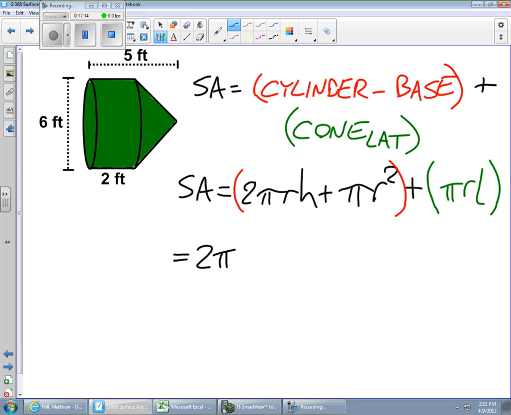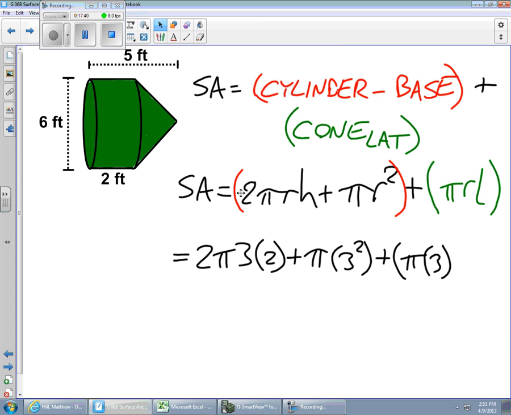What is radius? Okay, the radius is 3 this time. Height is 2. Okay, just the height of the cylinder. Plus pi is still pi. Radius is still 3. Plus pi is still pi. Radius is still 3. What's L? So, lateral height of our cone.